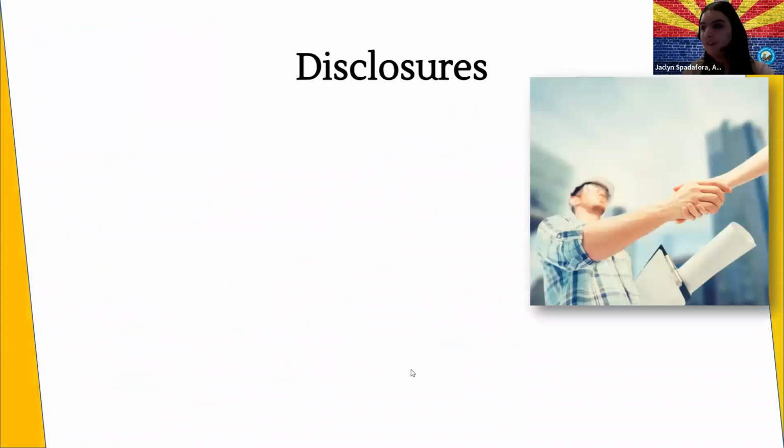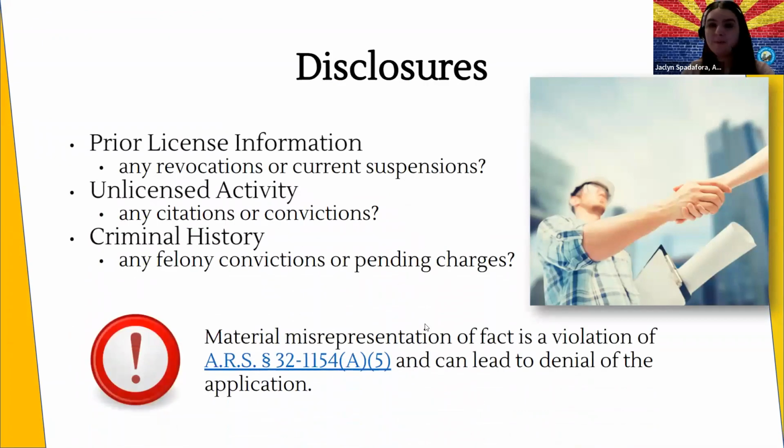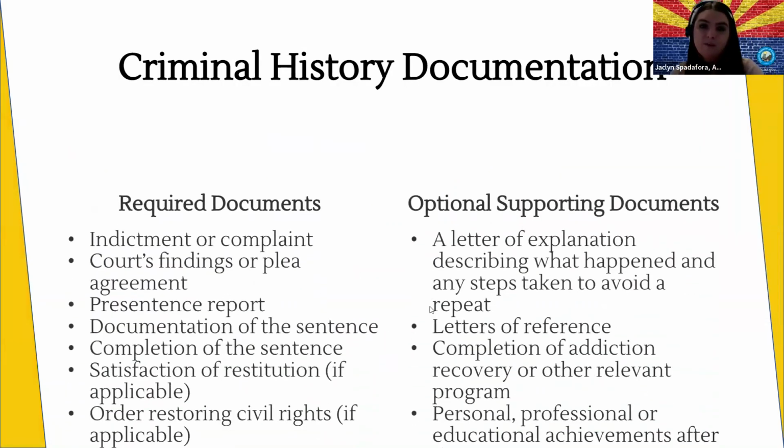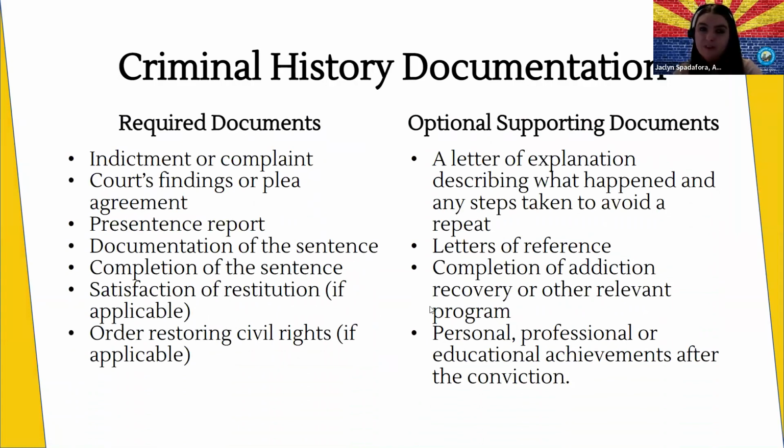All right, disclosures. We will need some disclosures from anybody who's applying with us, and that includes prior license information, so any revocations or current suspensions, unlicensed activity, which would be any citations or convictions, and criminal history, any felony convictions or pending charges. For any criminal history, we do need specific documentation from you. That would be these required documents here on the left-hand side.